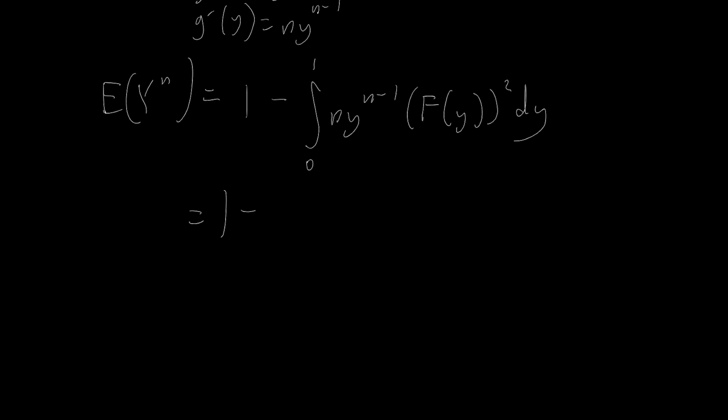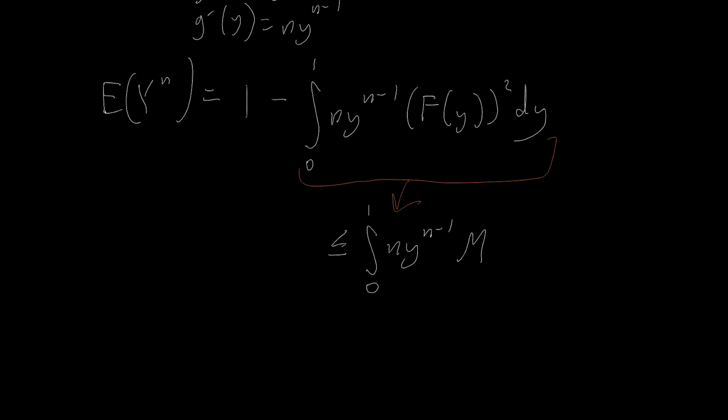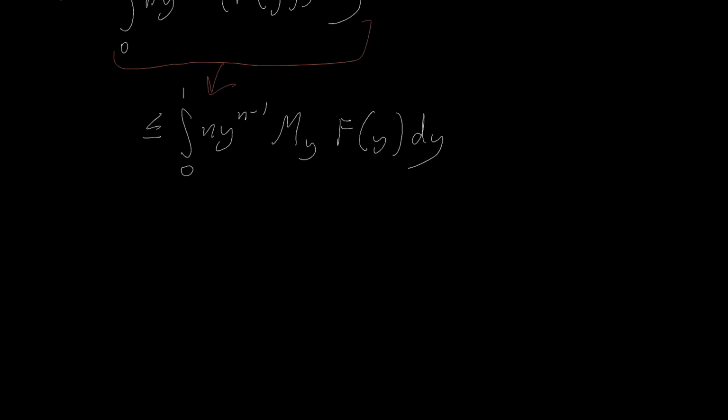So if we try to replace just one of them, and then try integration by parts, so we have 1 minus, rather I should say that this integral here is less than or equal to this integral here, n minus 1, and then we replace F(y) with My, and then we got this dy. Okay, so now we can try integration by parts here.